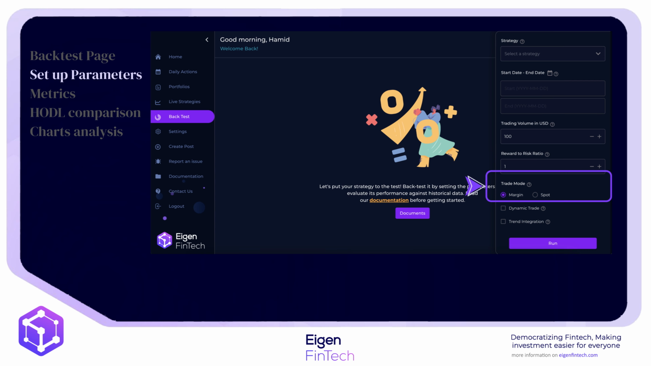Trade mode. Choose between spot trading, just buying and selling the asset itself, or margin trading, where you can borrow funds to increase your position size and even profit from prices going down. Margin trading involves greater risk but can amplify both gains and losses. For those who want to go deeper, we've got some special tools. Dynamic trade. Turn this on to simulate compounding, where we automatically adjust your trade size based on previous wins or losses. It's like betting more when you're hot and less when you're not.